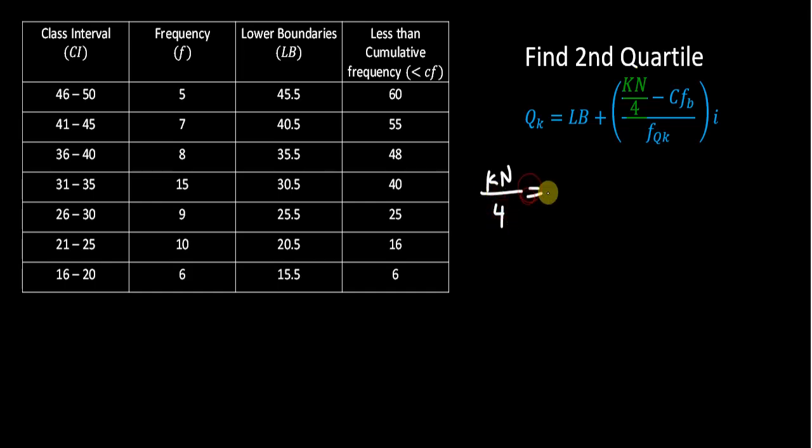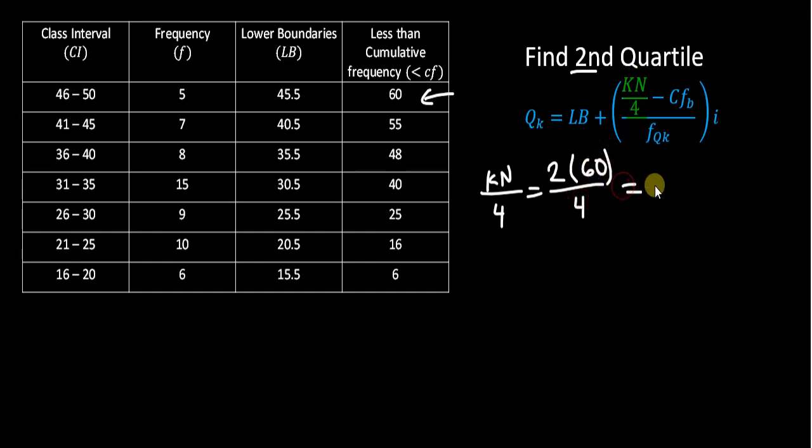Okay, so ano yung k natin dito? K natin is yung second quartile. So that is 2 times n. Di ba sabi ko nga ito yung n, itong 60. So 2 times 60 over 4.